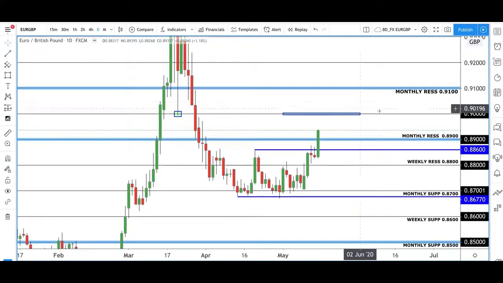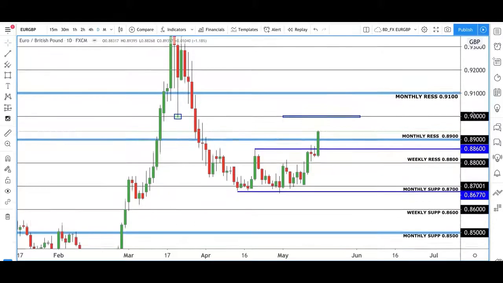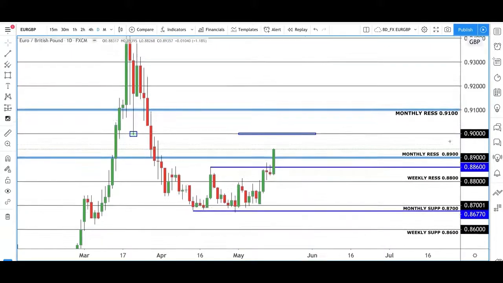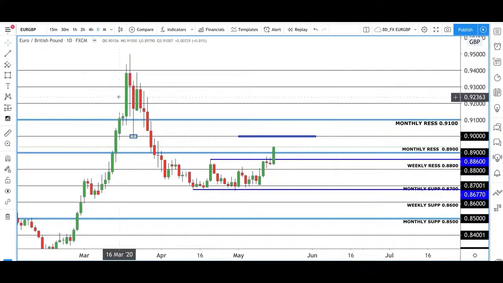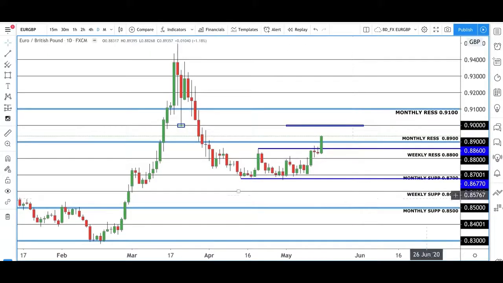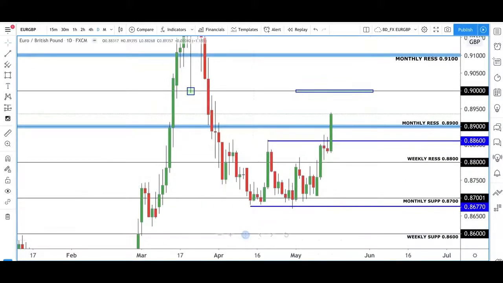You can see here 0.9000, just marking out this resistance. We know it's a weekly resistance level. And also see here the huge rejection we had when we came down and spiked, back when we were in the midst of the madness of the coronavirus. So yeah, I'm expecting price to continue pushing up here.